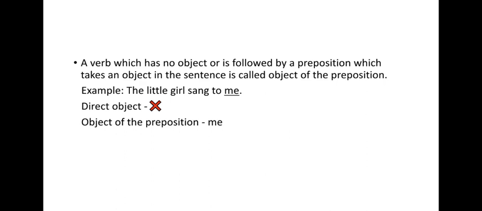For example, the little girl sang to me. Here we have no direct object. I told you to ask the question what to find the direct object. So what did the little girl sing? There's no answer. It is not telling us what she sang, but it is just telling us to whom she sang, right? So here we have no direct object, but instead the little girl sang to me. Now here, to is a preposition, and the next word that follows to is your object of the preposition. So here me is the object of the preposition.